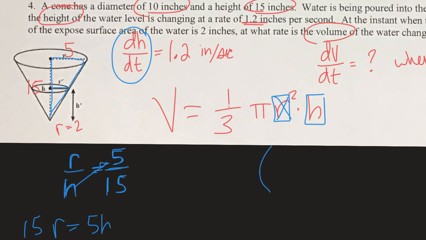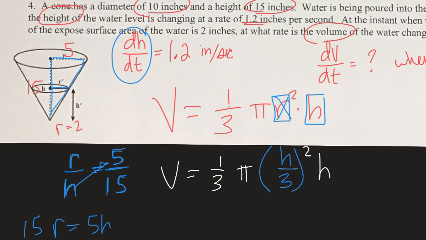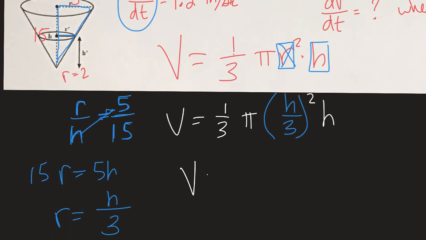So the radius is 1/3 of the height. I'm going to put that, h/3, into my volume formula: pi, we're squaring that, times h, times 1/3 equals volume. When we do this algebraic simplification, we get pi h cubed over 27 as the volume formula for this particular cone where the radius is 1/3 of the height. Okay, so that's our formula.